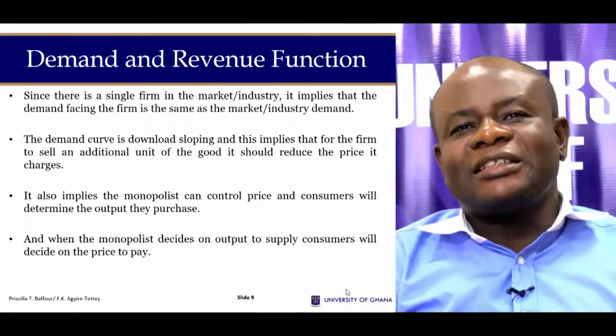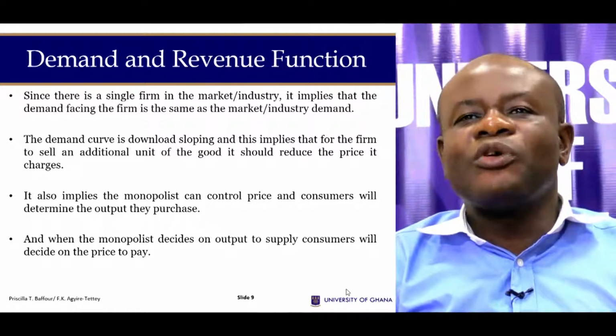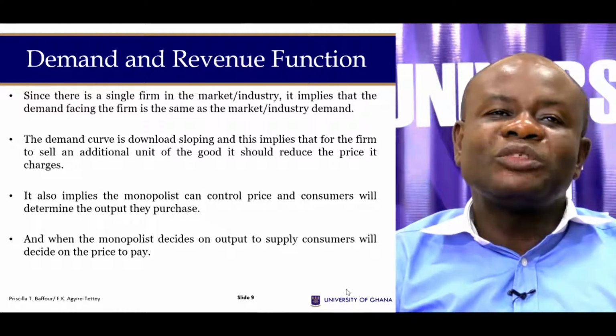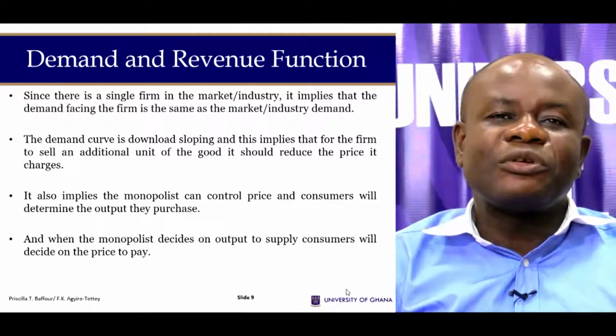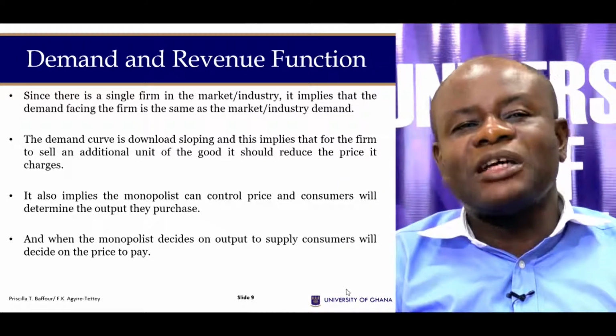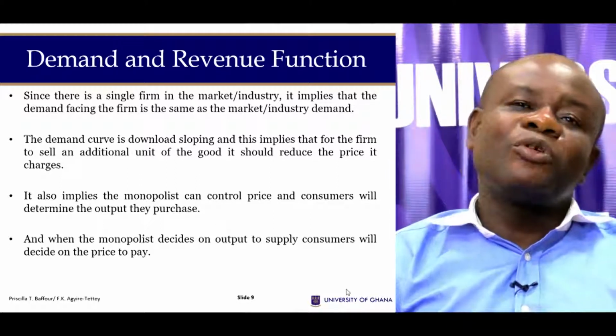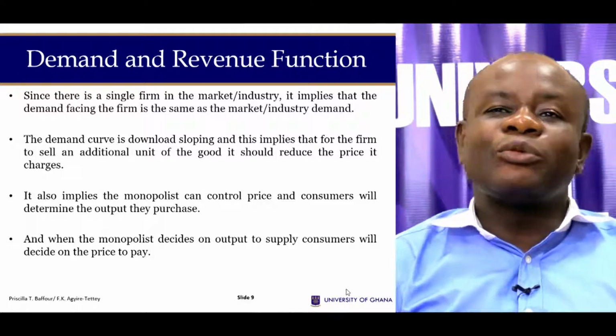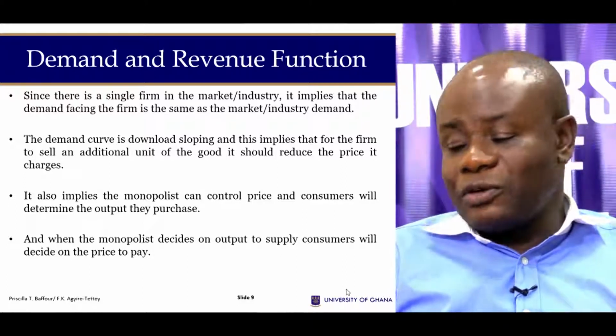It also implies that the monopolist has control over the price. When the monopolist has control over the price, consumers will determine the amount of the commodity that they are going to purchase. And if the monopolist determines the amount that it will supply onto the market, consumers will then also determine the price that they will be willing to pay for that amount of the commodity.